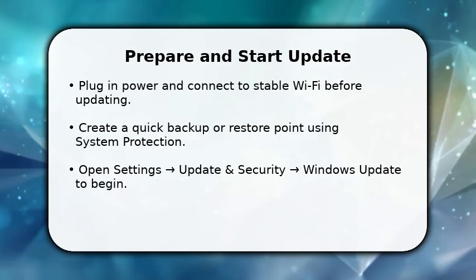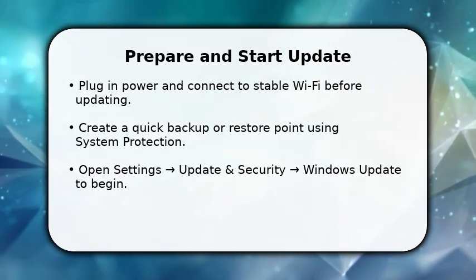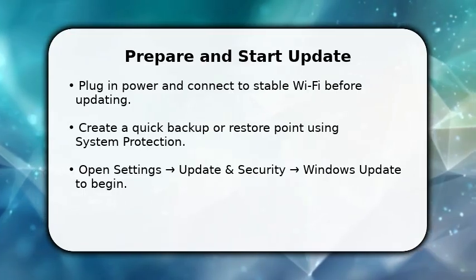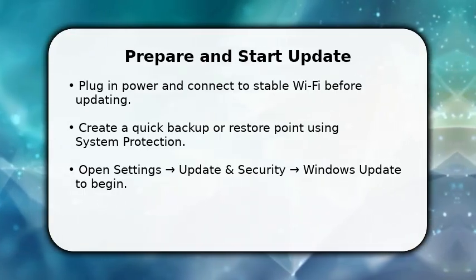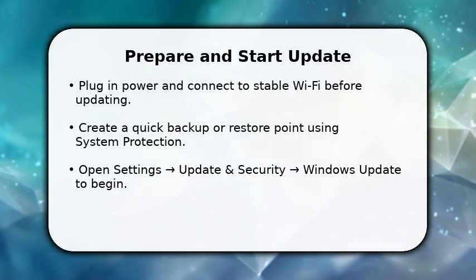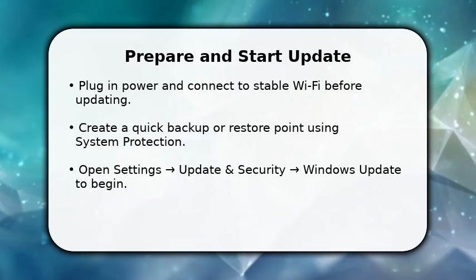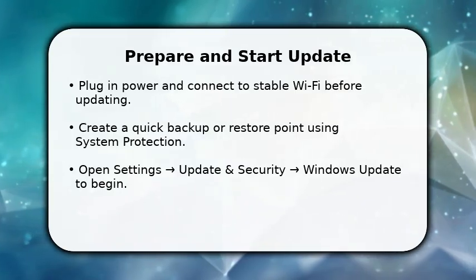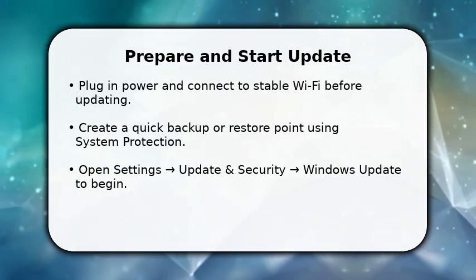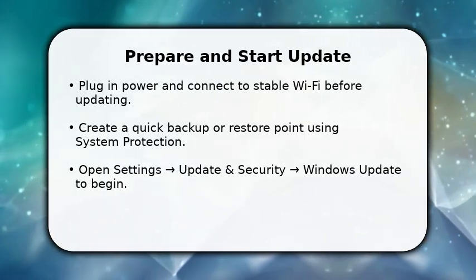You start by preventing interruptions. Plug the Asus into power and join a reliable Wi-Fi network. Make a quick backup or enable a restore point so you can undo changes if needed. Once done, open Settings, go to Update and Security, and select Windows Update. You're doing this now because interruptions or missing backups are the main causes of failed updates.